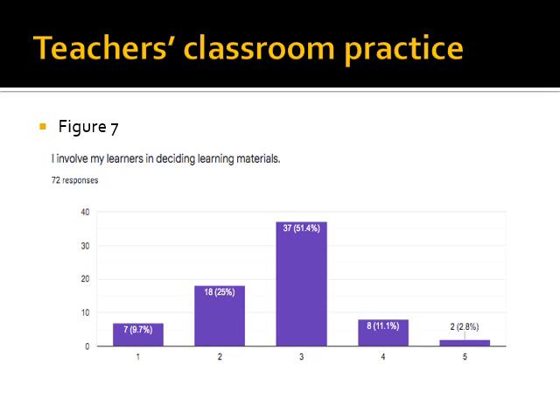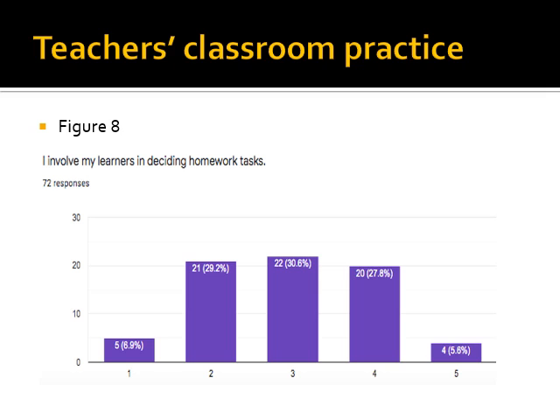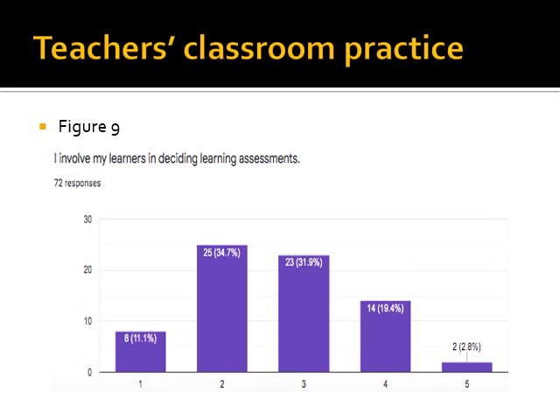Figure 7, involving learners in deciding learning materials. Half, 51.4%, would say sometimes. For involving learners in deciding homework tasks, 29.2% said rarely, 30.6% chose sometimes, while 27.8% said they often did it. Only 5.6% always allowed learners to decide their homework tasks.